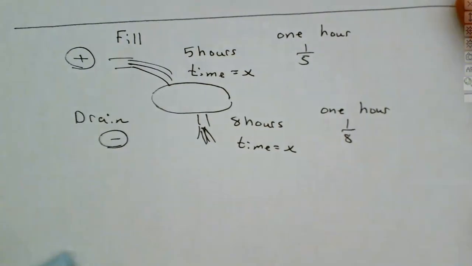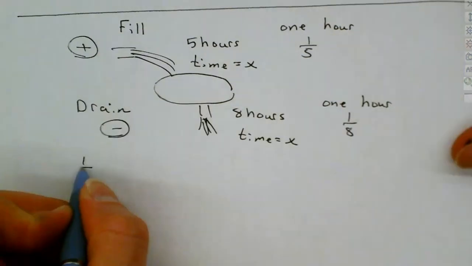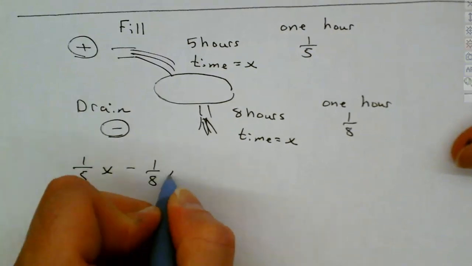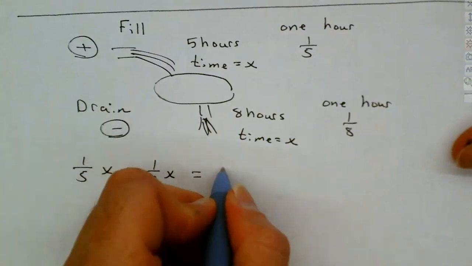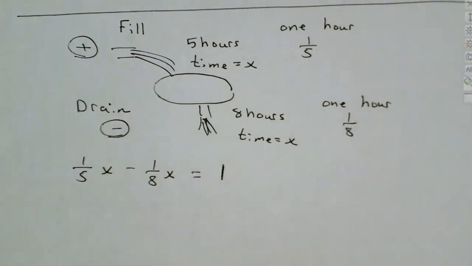Now, why are these going to be subtracting? Because one is filling, one is what? Draining. We put them together, and so we have 1/5 x minus 1/8 x, and that equals 1. Why 1? Because you're filling up what? You're filling up one pool. And it is always going to equal what? 1 every single time. How would I now clear out my fractions?